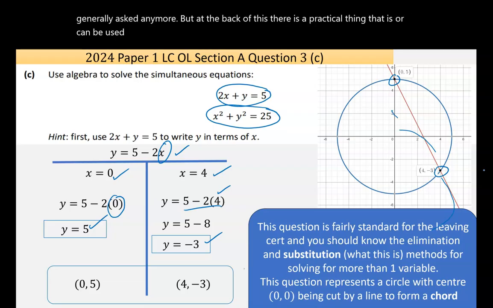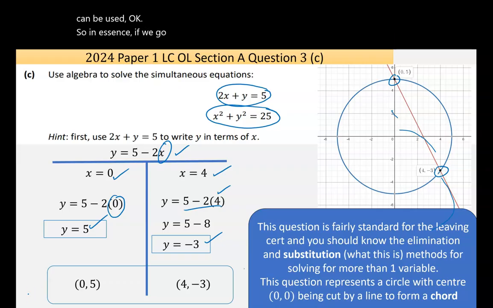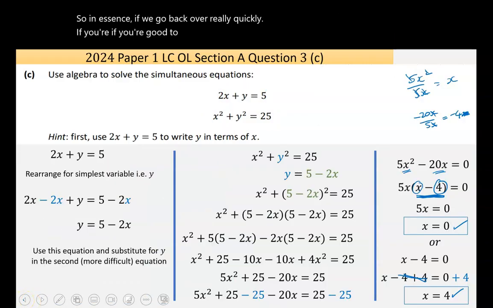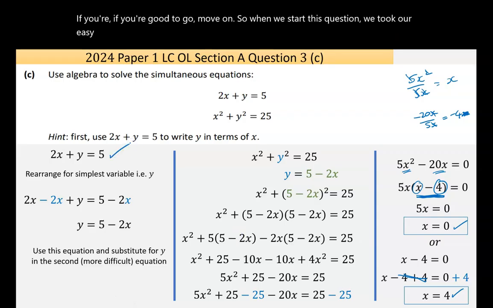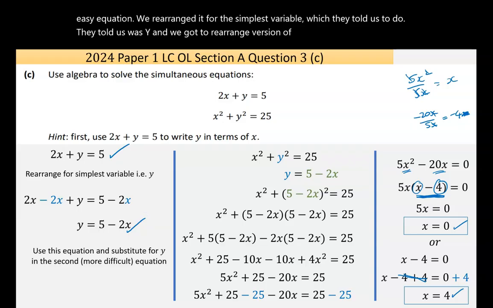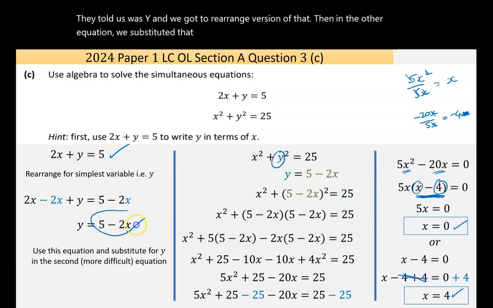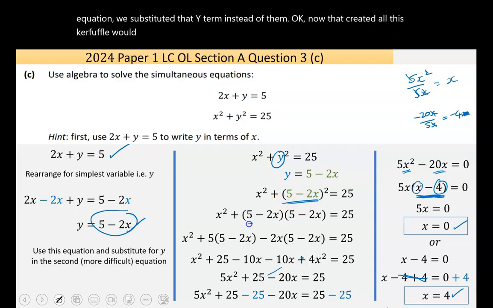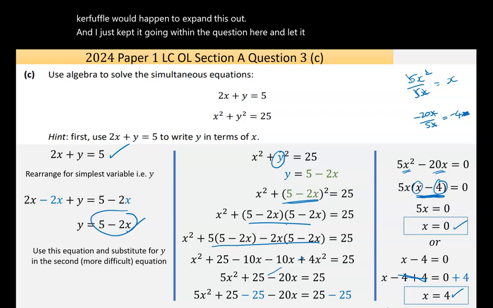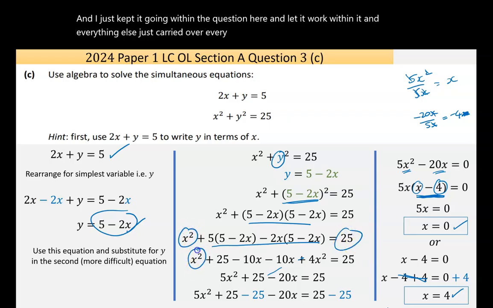Okay, so in essence, if we go back over it really quickly, and if you're good to go, just move on. So when we started this question, we took our easy equation, we rearranged it for the simplest variable, which they told us to do. They told us was y, and we got a rearranged version of that. Then in the other equation, we substituted that y term instead of it. Okay, now that created all this kerfuffle with having to expand this out, and I just kept it going within the question here and let it work within it, and everything else just carried over every single time.